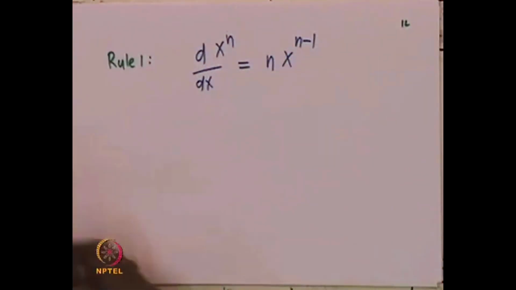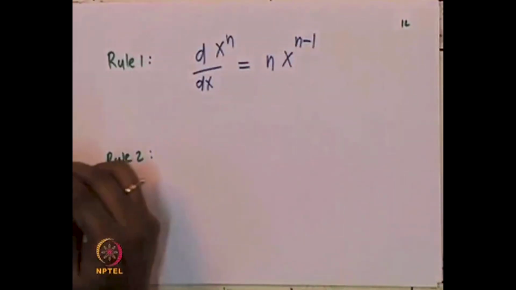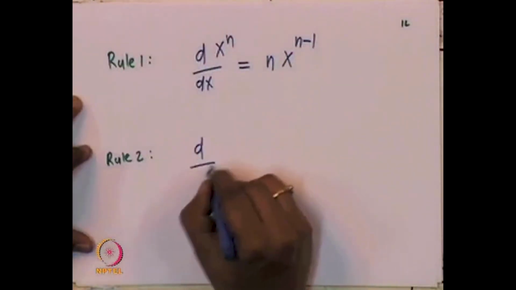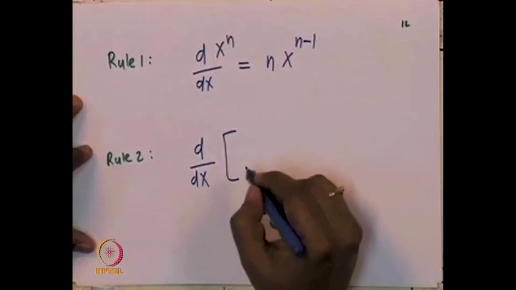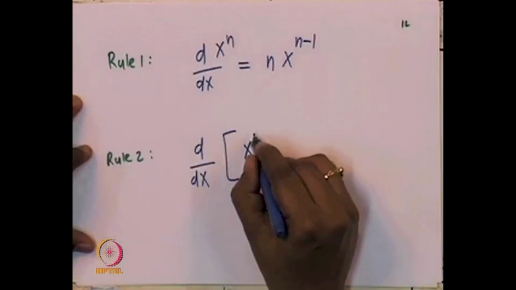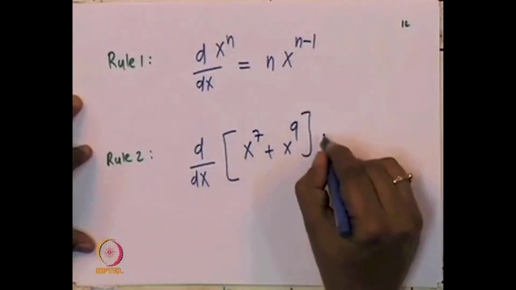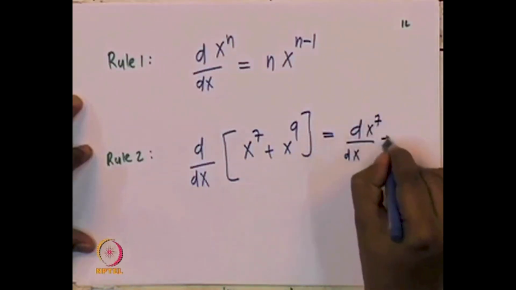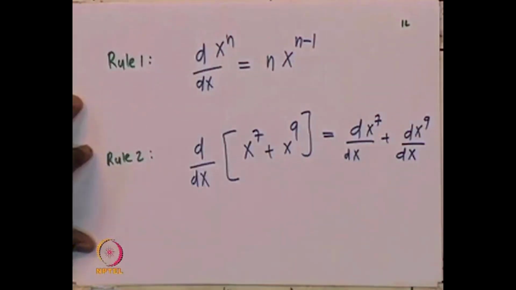The second one you should learn is the derivative of a sum of two functions. If you want to find the derivative of the sum of two functions, x power 7 plus x power 9, this is the derivative of x power 7 plus the derivative of x power 9. So, this is the second rule.